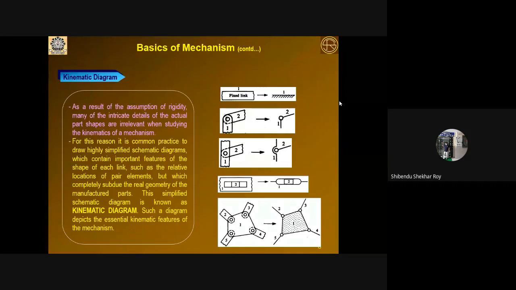I already mentioned that, as a result of the assumption of rigidity, many of the intricate details of the actual part shape or part geometry are irrelevant when you study the kinematics of a mechanism. For this reason, it is common practice to draw highly simplified schematic diagrams which contain the important features of the shape of each link, such as the relative location of the pair elements, but which completely subdue the real geometry of the manufactured part. The simplified schematic diagram will serve your purpose for kinematic analysis at a particular time instant. That is why this simplified or schematic diagram is known as the kinematic diagram, and such a diagram depicts the essential kinematic features of the mechanism. These are the symbols, or conventions, used to represent a mechanism in order to draw its kinematic diagram.